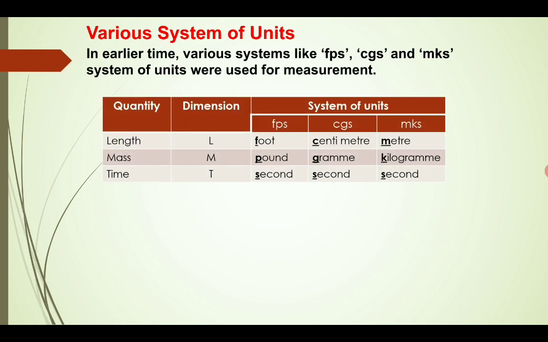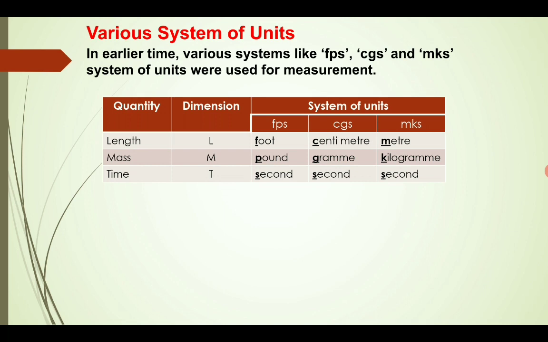So we have a table to discuss these systems of units. In the first column you can see the quantity, then the dimension for that quantity, and the system of units related to it. The first one is length, and the dimension for length is L. In the FPS system, that is foot, pound and second, for length we use foot. In CGS we have centimeter, and in MKS we have meter.